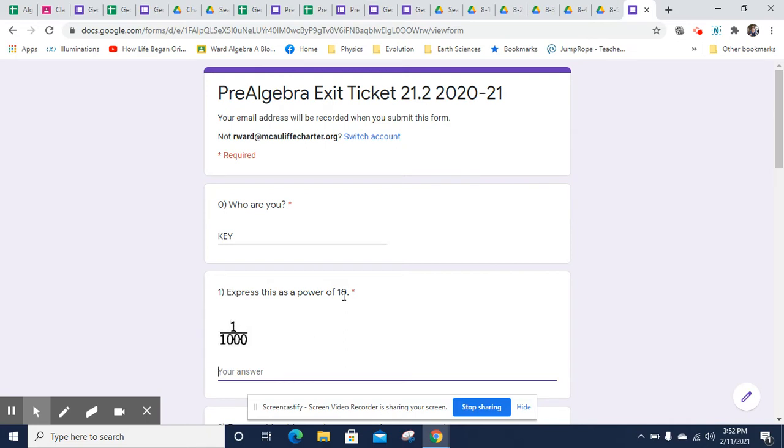Express this as a power of 10, 1 over 1,000. Well, 1 over 1,000 is the same as 1 over 10 to the third power. If that's 1 over 10 to the third power, remember that negative exponents give us divisors. So we're dividing by 10 by 10 by 10, which means that is the same as 10 to the not positive 3, but negative 3 power. I'm going to put it in parentheses, and I don't have to, but because of the format of this, it is a little clearer to do that.